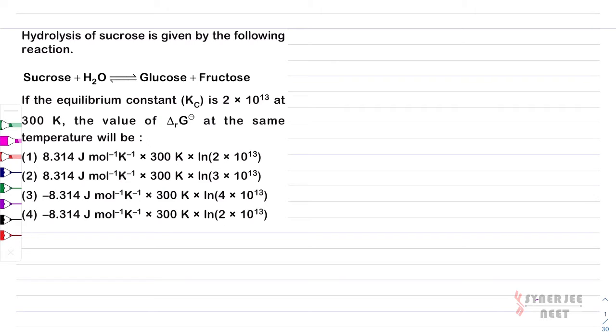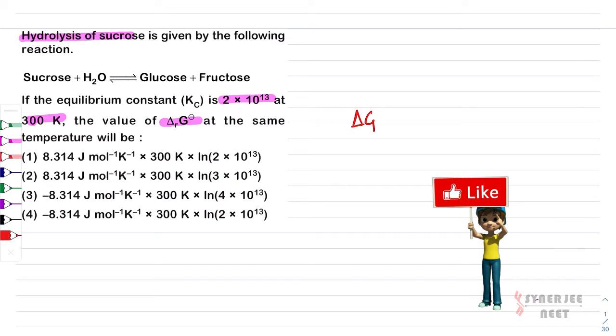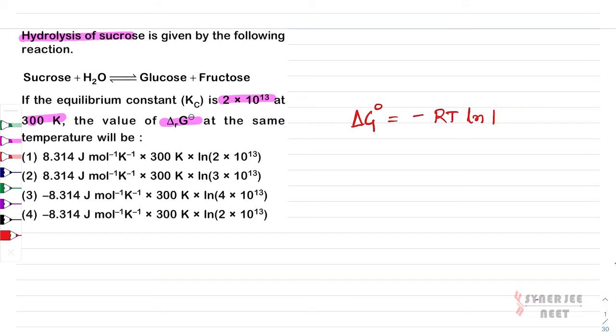Hydrolysis of sucrose is given by the reaction: sucrose plus water gives glucose and fructose. If the equilibrium constant is given as this, and the temperature is also given, what will delta G naught be? There is a formula between delta G naught and equilibrium constant. The formula is minus RT ln equilibrium constant, and they are saying the equilibrium constant is given as 2 into 10 power 13.